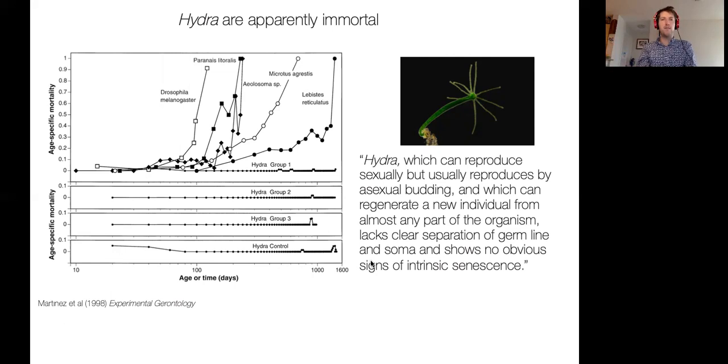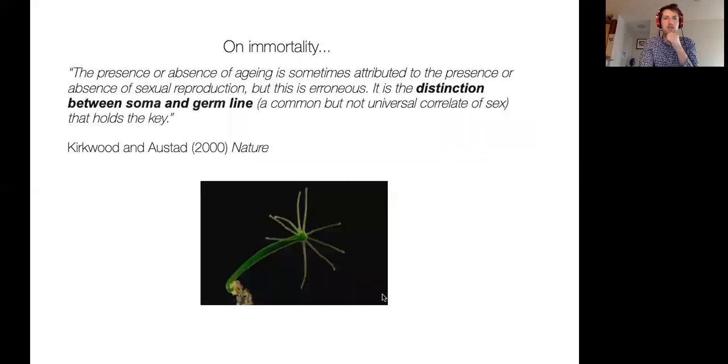They're all still alive. And the interesting thing about Hydra is that they can reproduce sexually. They usually reproduce asexually by budding. And the interesting thing about Hydra, on top of that, is that almost any cell in their body, I guess the idea is any cell, can regenerate a new individual. So they don't have a clear separation between germline and soma. They also show no obvious signs of intrinsic senescence. That's what these graphs are showing you.